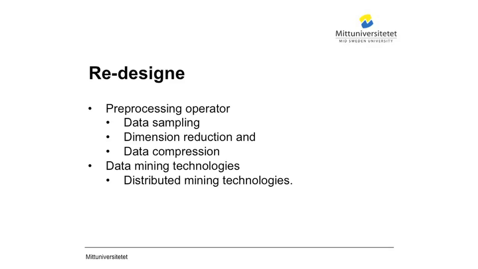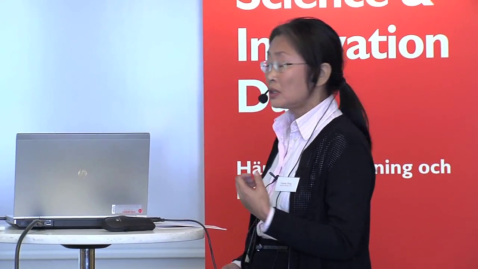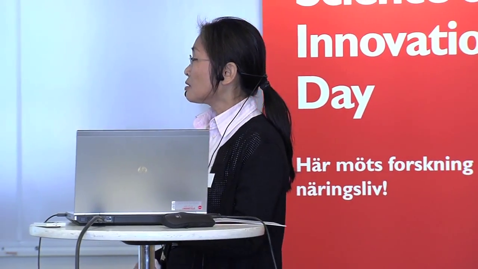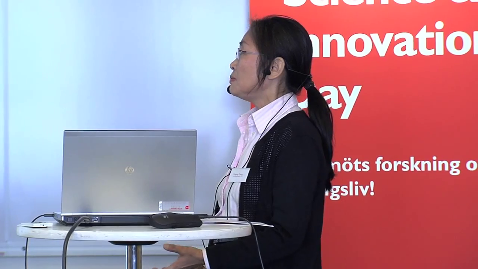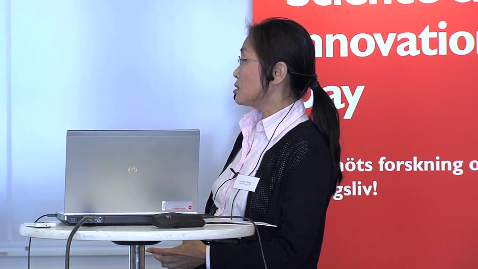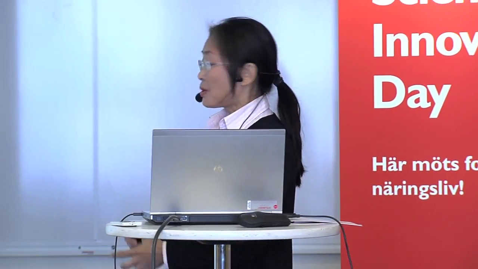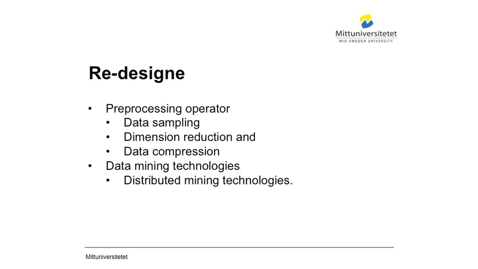both the pre-process operators and the data mining technology. We need to design what kind of data sampling frequency we need. We cannot sample too often, because then the energy will quickly be consumed. But we cannot take too long an interval, or we can lose something. So besides the frequency of data sampling, we may need to reduce data dimension, and then we need to compress the data, because we cannot take every data point and just push it. We need to reduce the data in some way so that we can save energy.